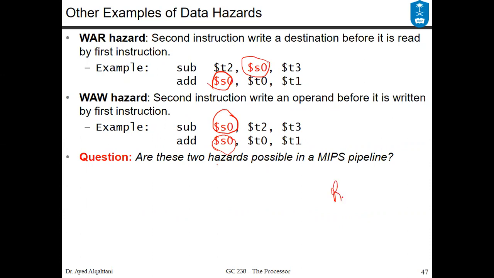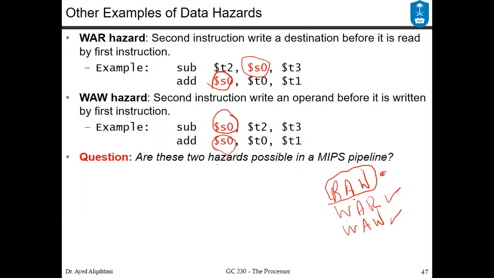Remember, we have RAW, and we have those two, the WAR and the WAW. Those three dependencies might cause a hazard based on the ISA. For our MIPS ISA, RAW is the one that caused trouble for us, and we need to fix it. And we already showed you the ways to fix it.